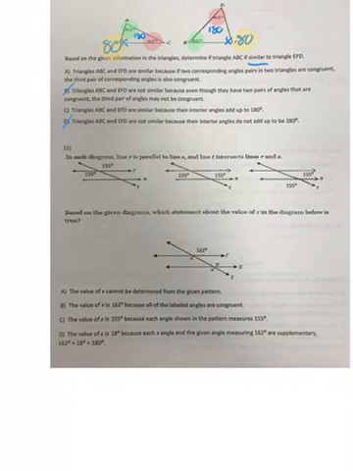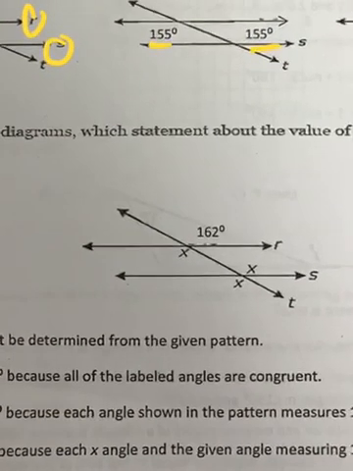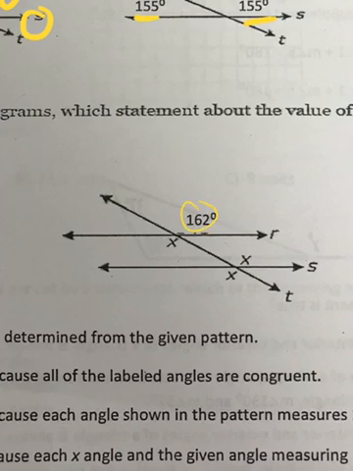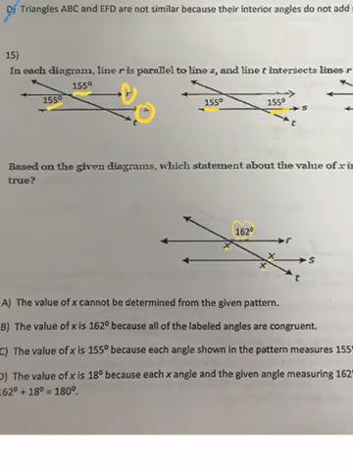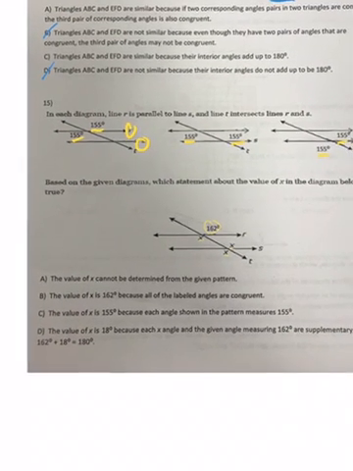Number 15 is pretty straightforward. It says in each diagram, line R is parallel to line S, so they're talking about these right here. Obviously, those are parallel, and they're showing you that these two are vertical angles. Those are going to be the same. These are alternate interior angles. They're going to be the same. These two are also vertical angles, and they're the same. So looking here at the diagram, if that's 162, all of those have got to be 162. So you should be able to figure out what your answer is from there.